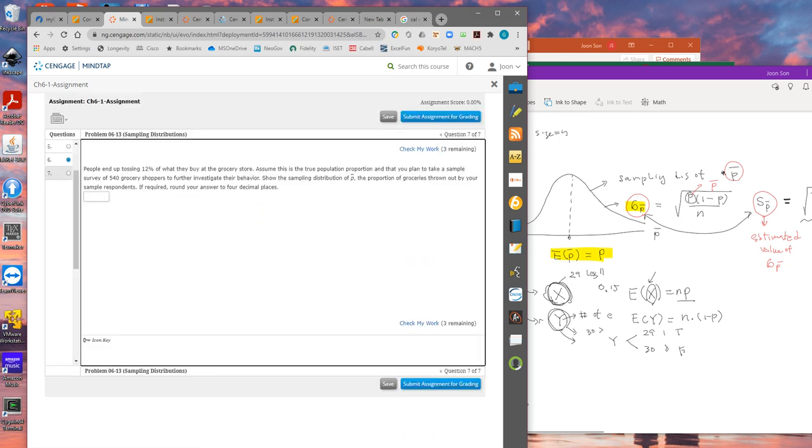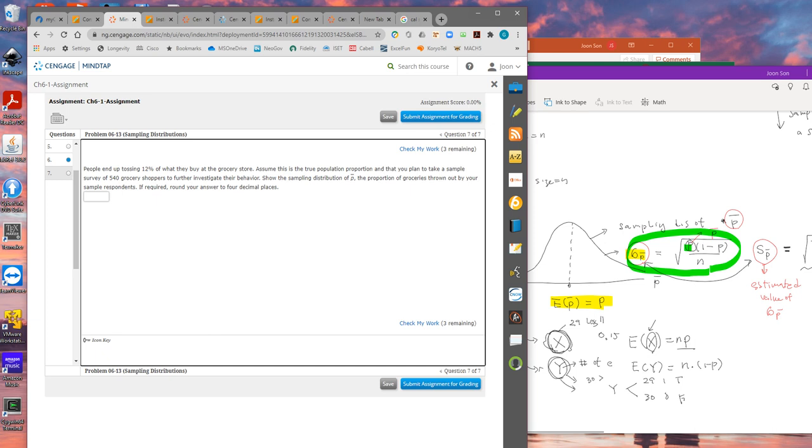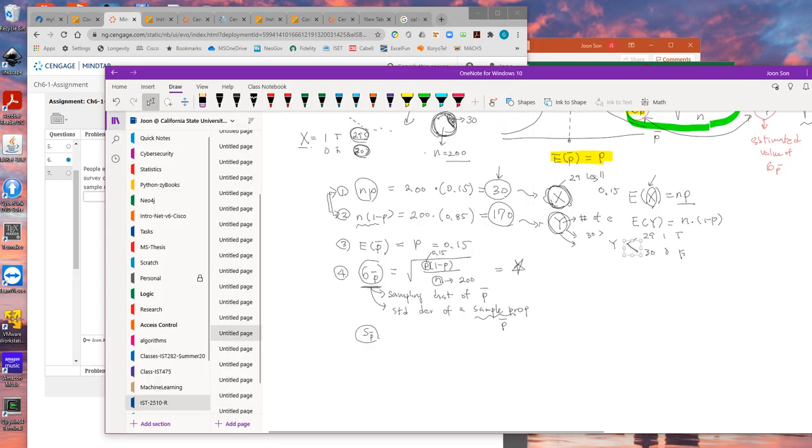Problem number 7 basically asks you to show the sampling distribution of the p prime. So they're asking you to find this equation. Since P is given, because 12% of what they buy at the grocery store, the P, which is 0.12, is the population proportion. So this P is given.